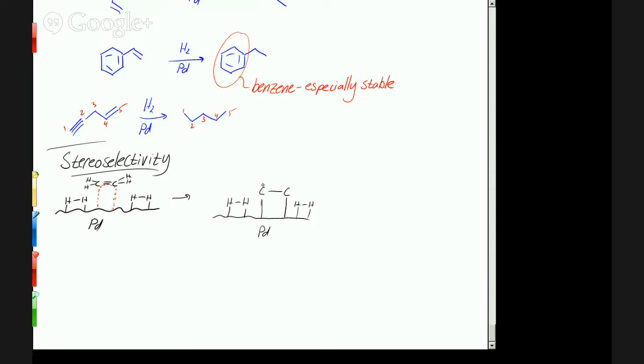Via that double bond, which is now... So based on that picture, do you expect that the new hydrogens will add to the double bond on the same side or on opposite sides? If you imagine the carbon stuck there on the palladium with hydrogens all around it, do you expect those hydrogens to come onto the same side or opposite sides? What do you think?